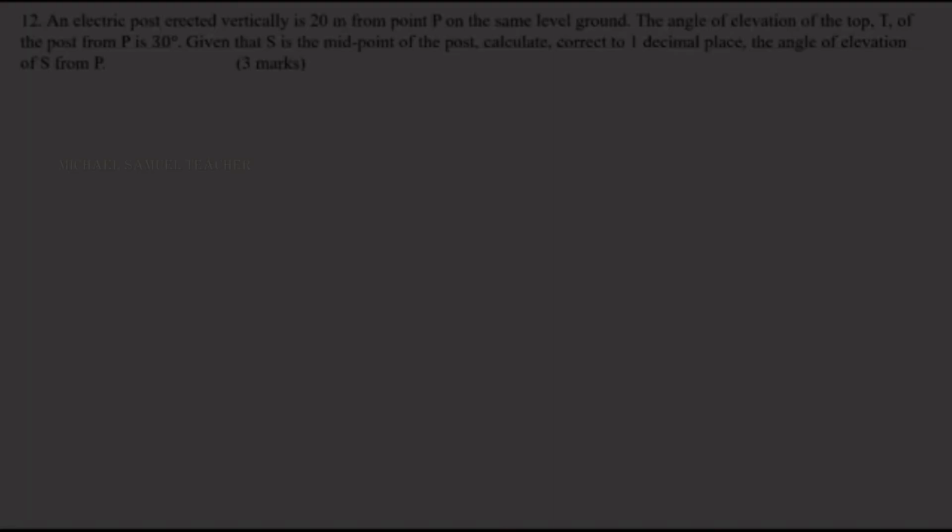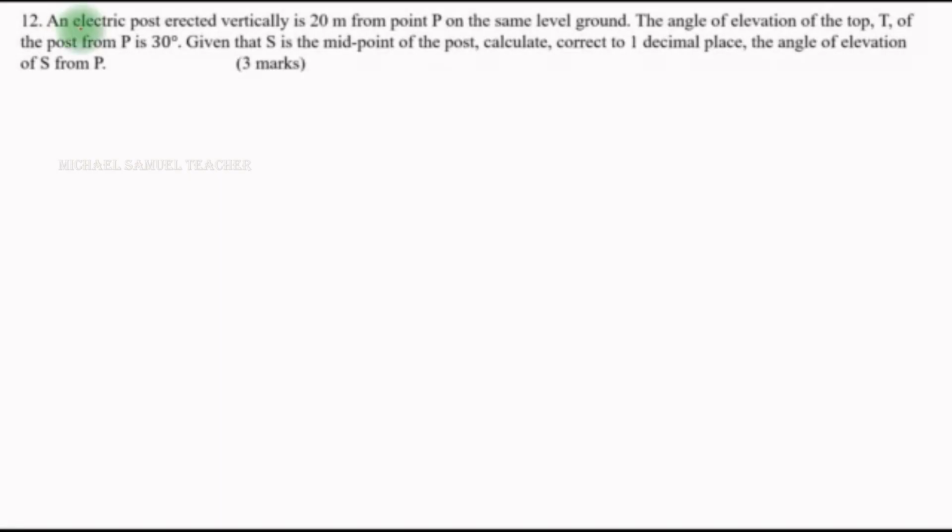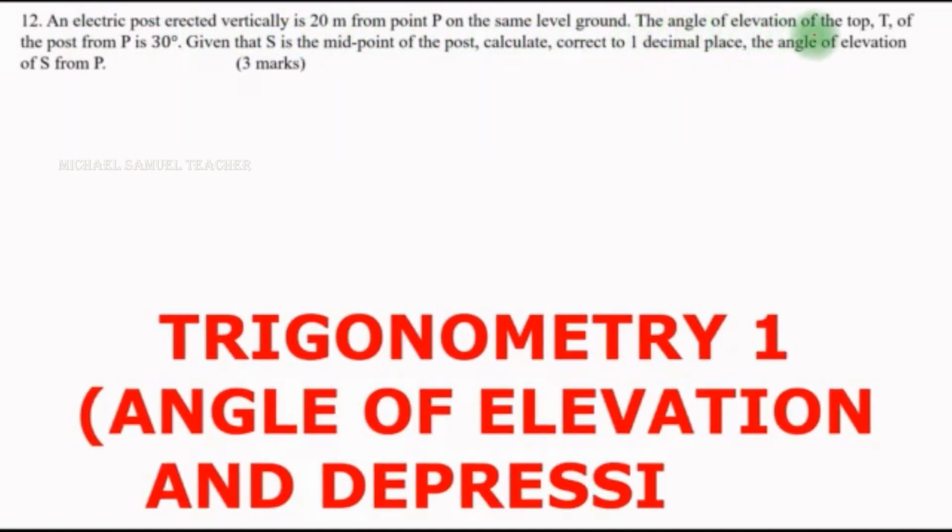Next, question 12. An electric post erected vertically is 20 meters from point P on the same level ground. The angle of elevation of the top T of the post from P is 30 degrees. Given that S is the midpoint of the post, calculate, correct to 1 decimal place, the angle of elevation of S from P. Now we have an electric post which is erected vertically.